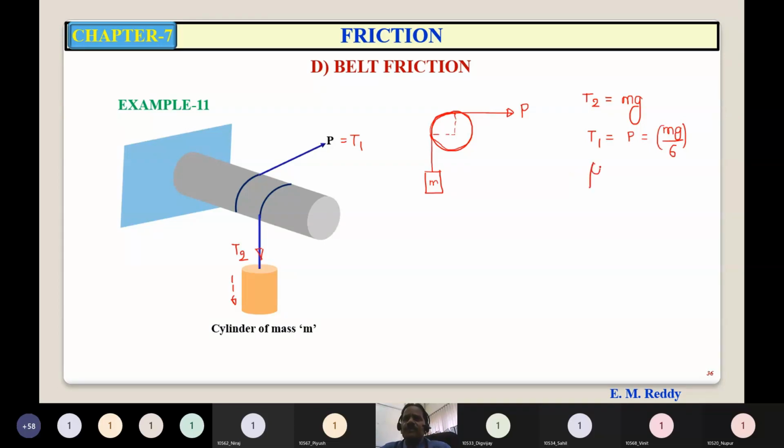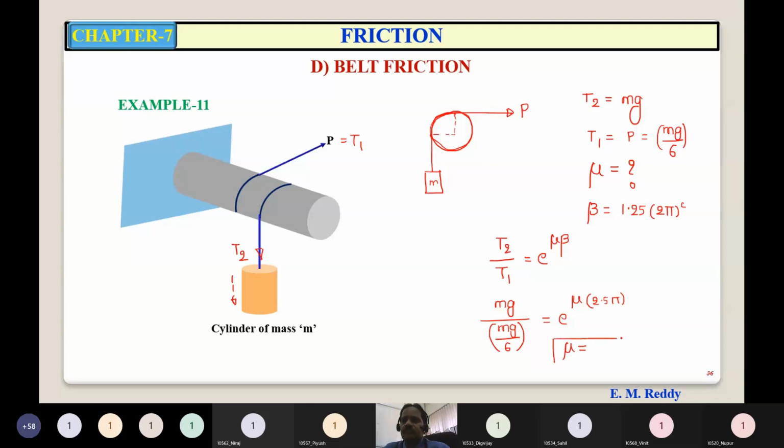Coefficient of static friction is to be found. Lap angle is 1.25 turns, so 1.25 into 2 pi radians, for one turn 2 pi radians. So using T2 upon T1 is equal to e raised to mu beta. Sir, value of mu is coming as 0.23. 0.23, right.